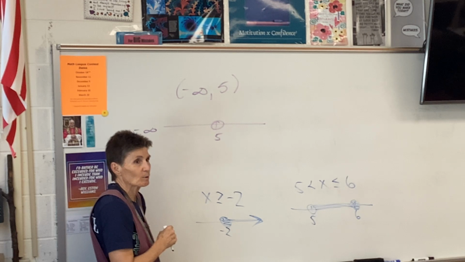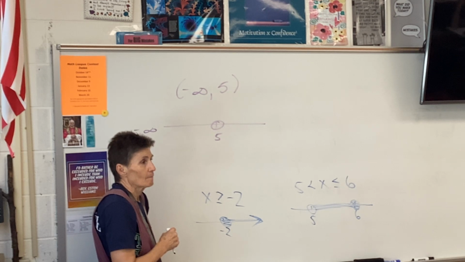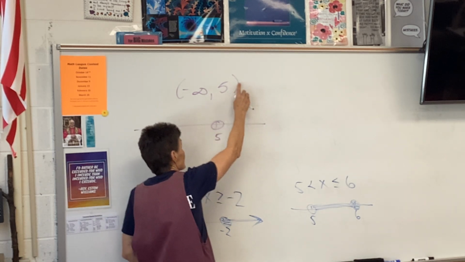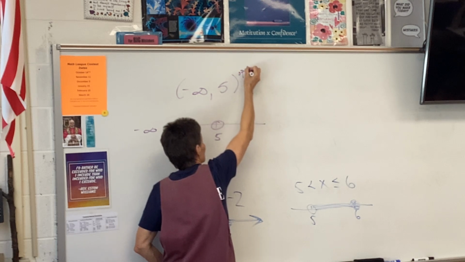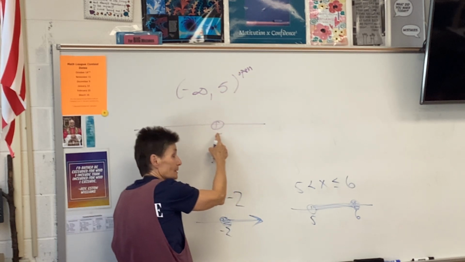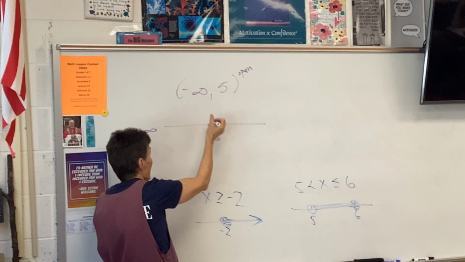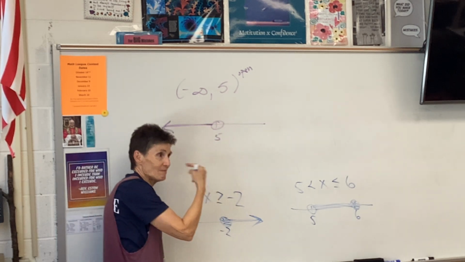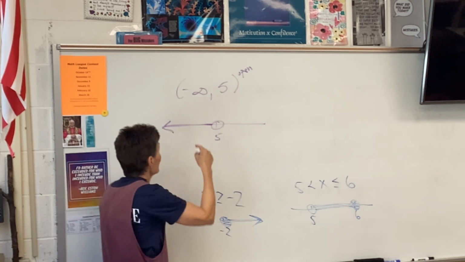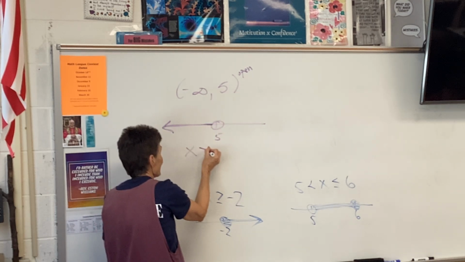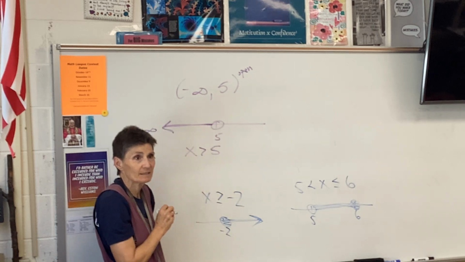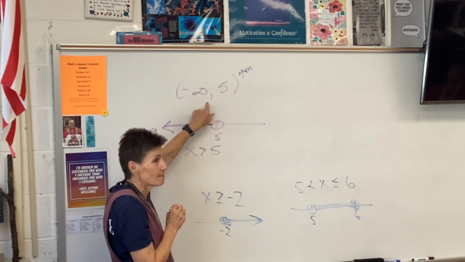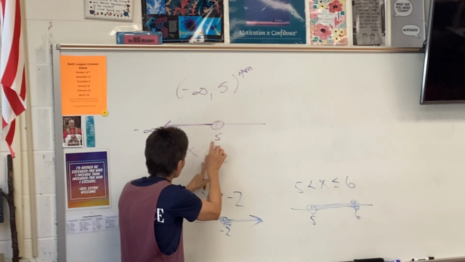What else do you remember about interval notation? Well, that parenthesis indicates an open dot. And we're going to shade now in between 5 and negative infinity. So in other words, that's the same as saying x is less than 5. This is just the calculus way of writing that x is less than 5.